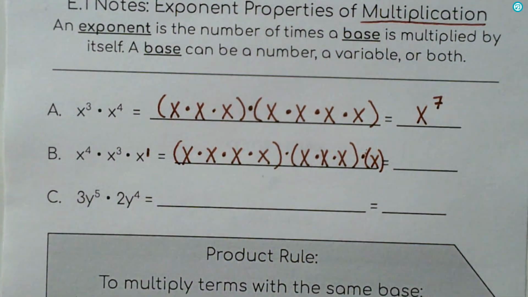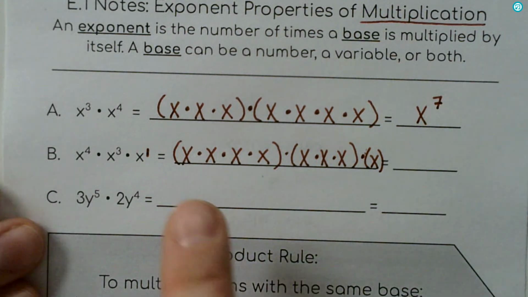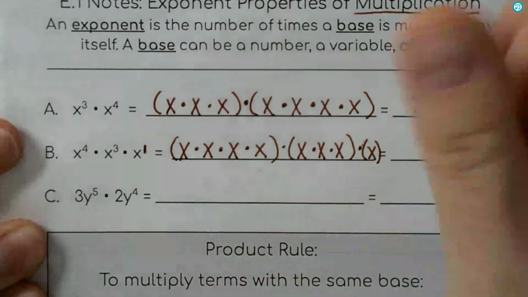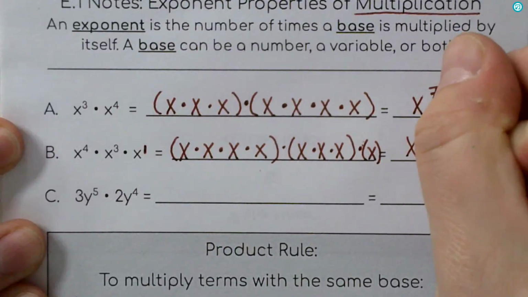Okay, how many total exponents do I have there? Or how many total x's do I have there? 8. So I've got 4, 5, 6, 7, 8. So I've got x to the 8th power.